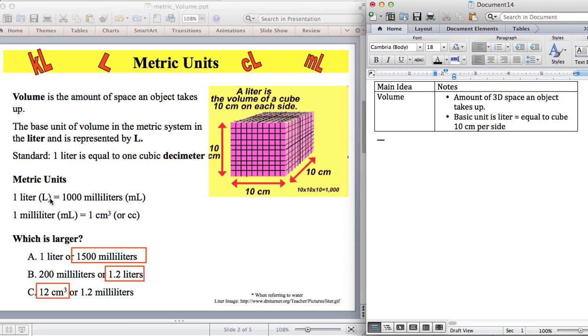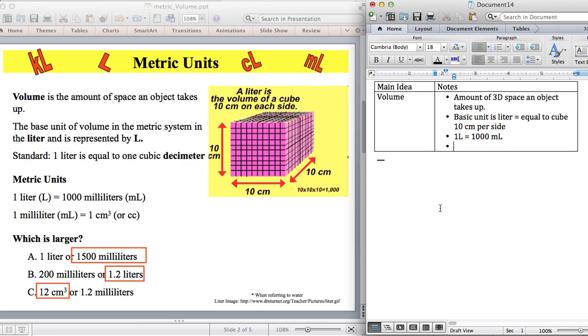First off, the big easy one is a liter is equal to 1,000 milliliters. Just like a meter is equal to 1,000 millimeters, or a gram is equal to 1,000 milligrams, like we had from our previous ones, right? Same prefix, milli means thousandth. So 1 liter is going to be 1,000 milliliters. All right, that's pretty straightforward. That fits with everything we've done so far.